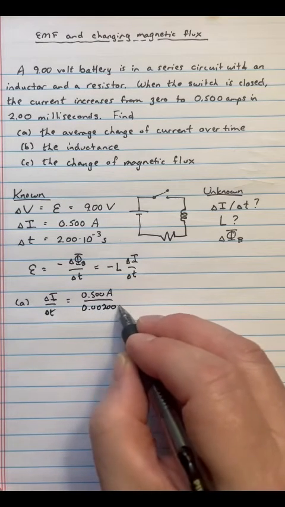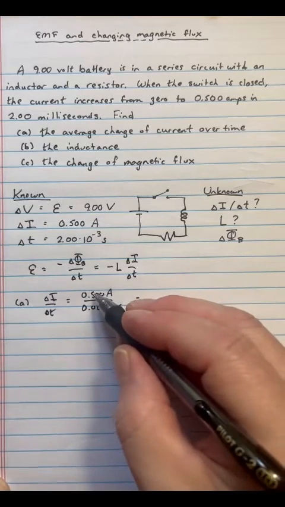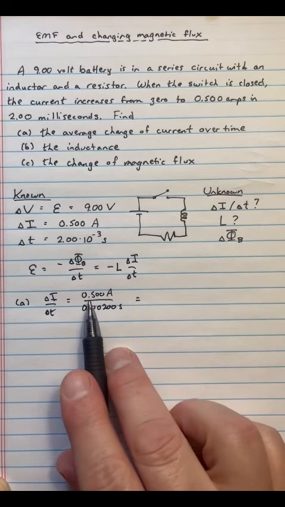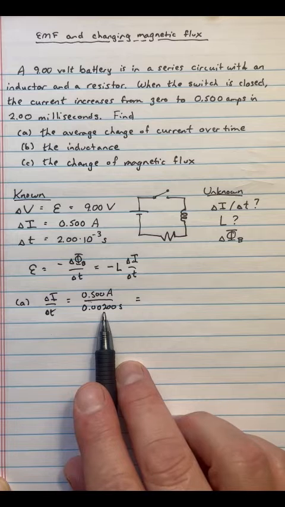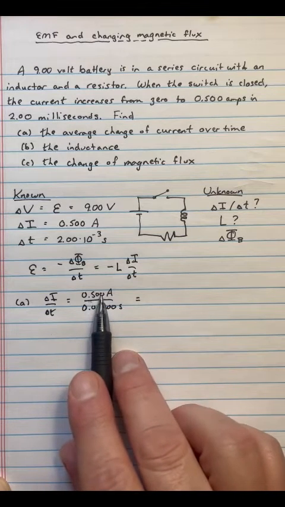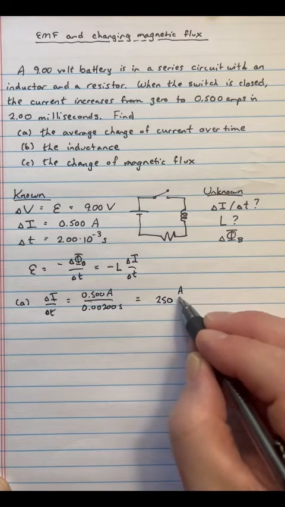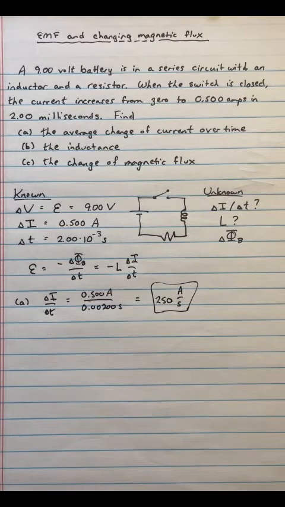0.002 seconds, like that. And when we do this, even though it looks like it's 0.5, which kind of indicates it might be a small answer, notice we're dividing by a much smaller number in the change in time here. Another way to think of it is this is basically 500 divided by 2, or 250 amps per second. Okay, so there's the change of current. Now again, average change of current is what we're doing here. So we're making a very crude calculation in this case.